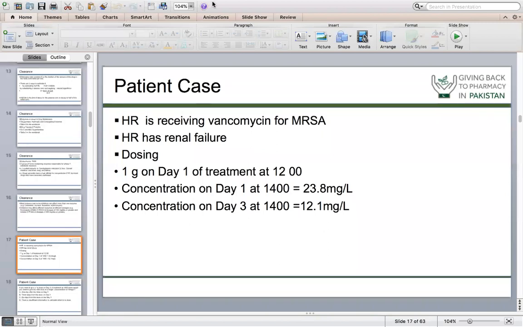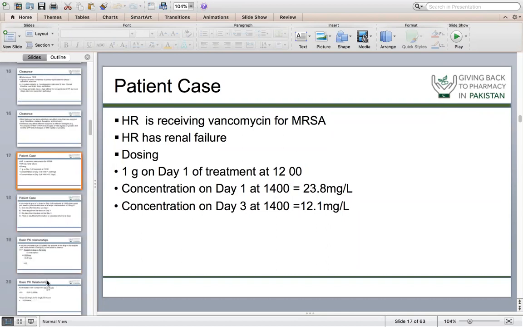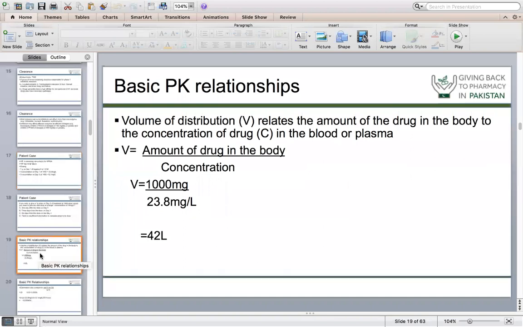All right, let's see how we can solve this question. HR is receiving vancomycin for MRSA and has renal failure, and is given 1 gram of vancomycin on day 1, and this is the concentration. First, we'll discuss some basic pharmacokinetic relationships, then we will come back to this question.